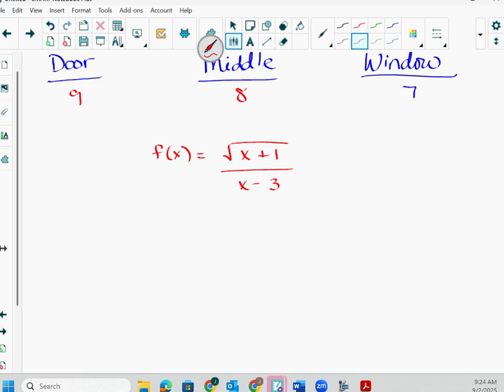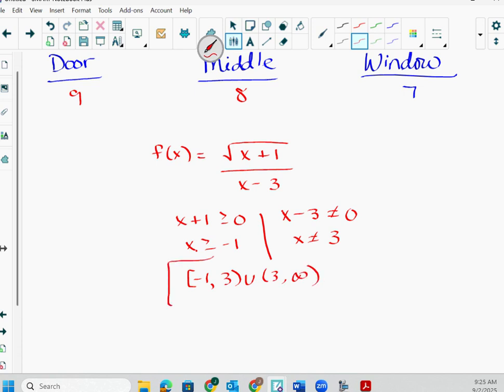Okay, you had to think about two parts on this one. That numerator needs to be greater than or equal to 0. And that denominator cannot equal 0. So x has to be greater than or equal to -1, but it also cannot equal 3. So it is bracket -1 to 3, union 3 to infinity. All right, so far so good? All right, that was our easy round. Now let's make them a little trickier.